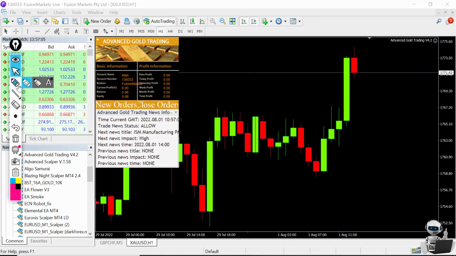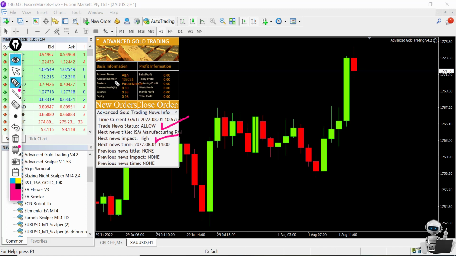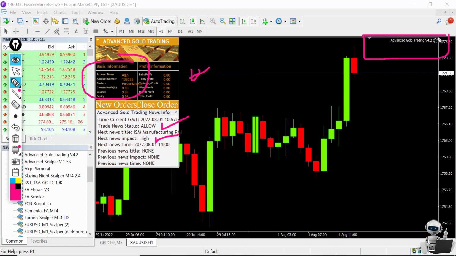Here you can see the dashboard, with the allow for hour trading. That means it will be trading whenever there is a market condition. Let's say there is high impact news, it will stop trading, which is a very important factor for this EA and an improvement. Here you can see the broker, the profit, the minimum balance, and everything information. This smiley face means the EA is on.